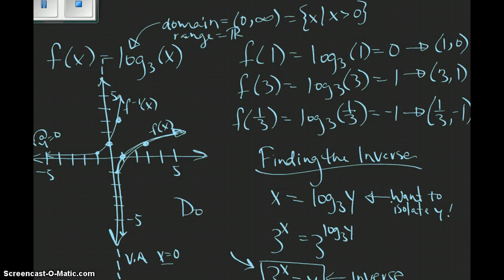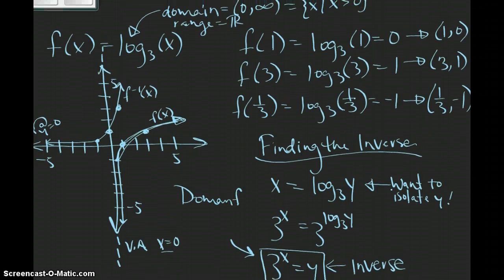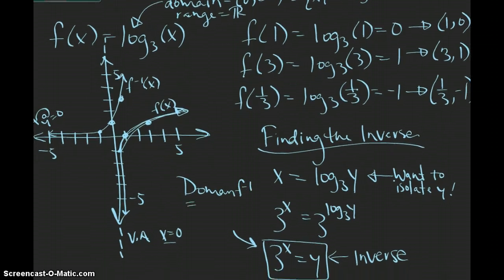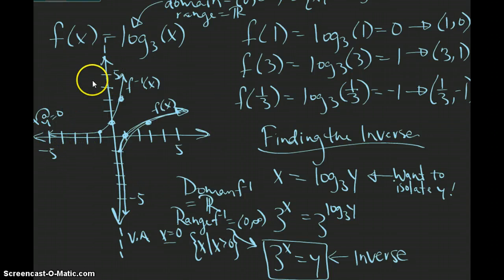For the inverse, those get swapped around. What was the domain is now the range. What was the range is now the domain. So the domain of the inverse is all real numbers. It's an exponential function, so that's what we'd expect. The range, on the other hand, is going to be 0 to infinity, since that exponential function stays positive. Set of x such that x is greater than 0.